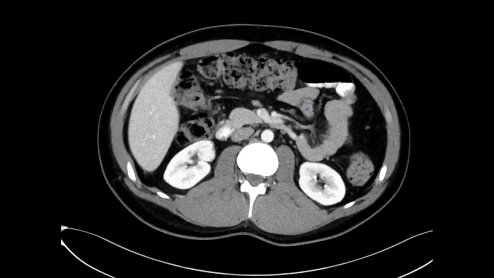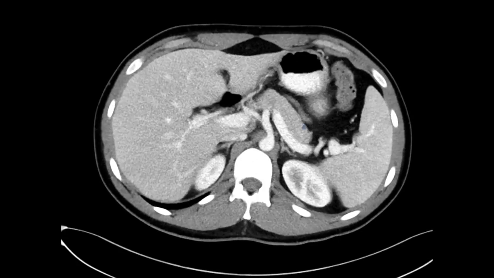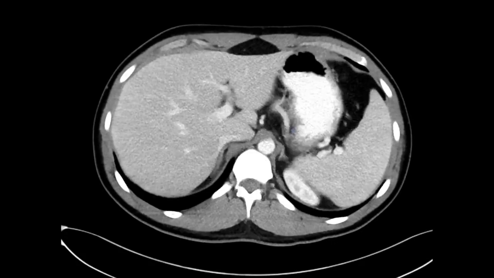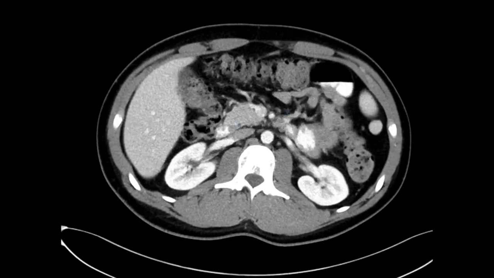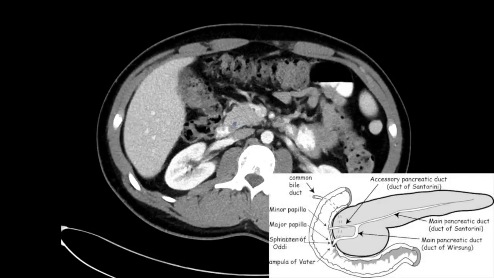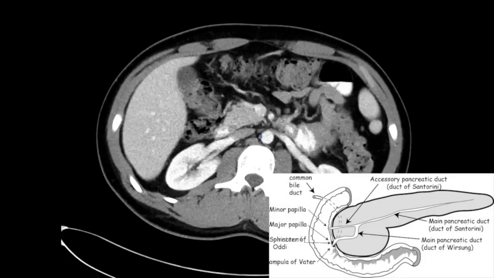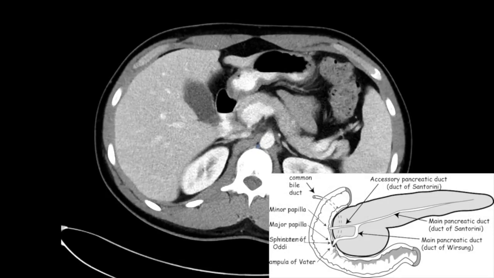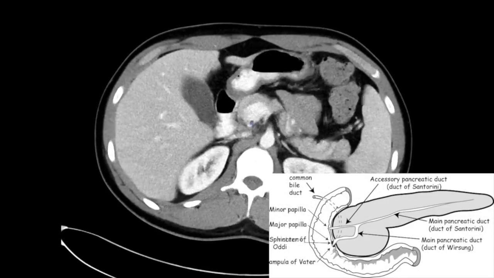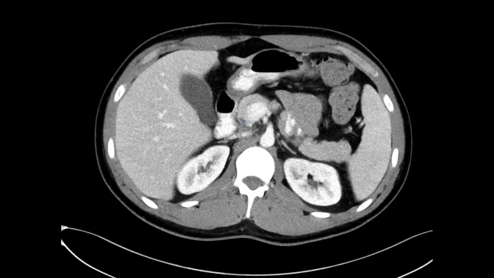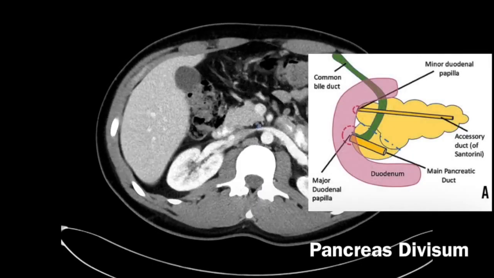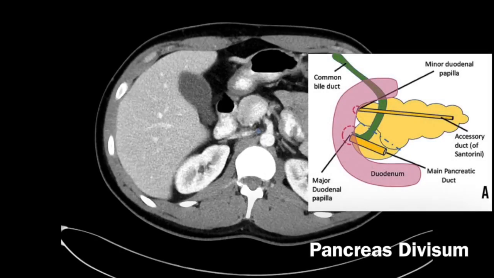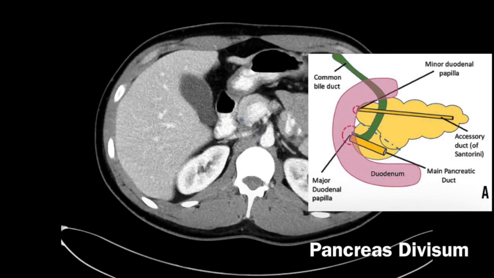The main pancreatic duct that runs along the pancreas here predominantly usually drains at the major papilla and joins the CBD. Occasionally, the most common variant is that the main pancreatic duct drains into the minor papilla above and does not join the common bile duct. That's called pancreatic divisum. The classic form involves complete separation of the main pancreatic duct and the CBD.